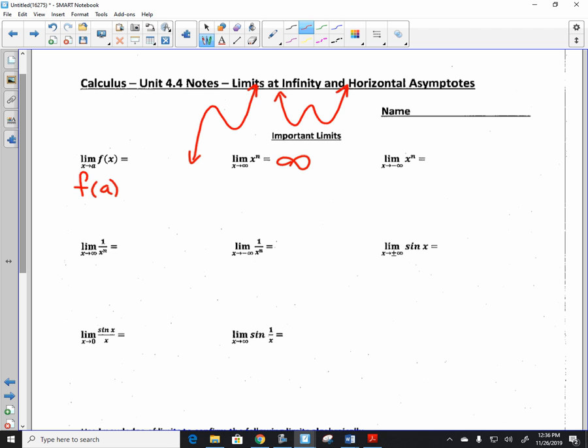So as long as it's positive, it definitely goes towards positive infinity. Look what happens as x goes towards negative infinity. If n is odd, it goes towards negative infinity. If it's even, it goes towards positive infinity. If n is even, then we got infinity. If n is odd, we got negative infinity.